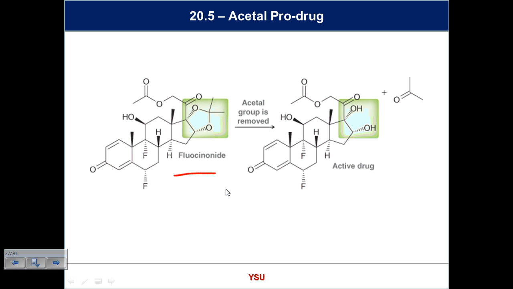Now, why would you want to do that? Well, all sorts of arguments. Maybe this stuff isn't soluble in water. Maybe this stuff isn't stable for very long. And if you just ingest it, it's going to get chewed up and it's not going to make it to where you need it to be. So the acetal here, which is very similar to what we've just done, is going to get removed, and that gives you the active species.